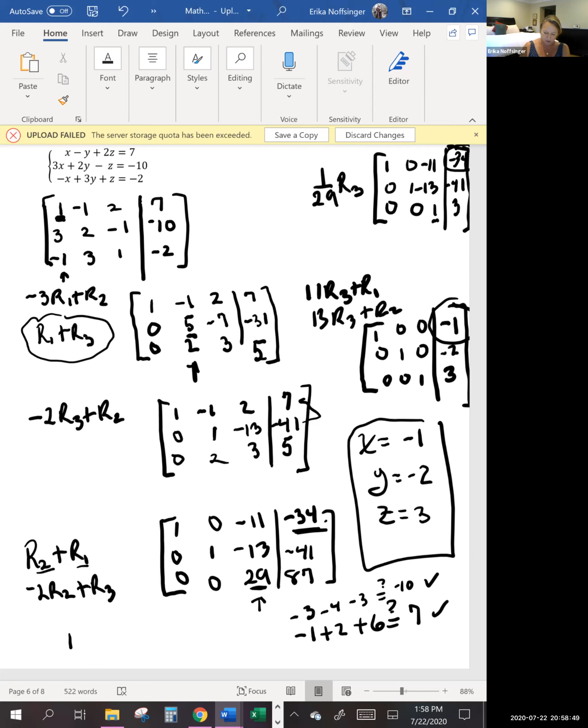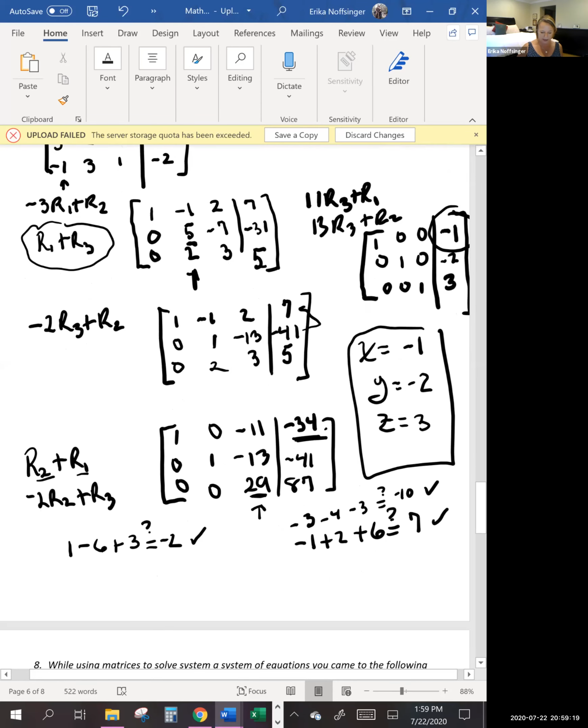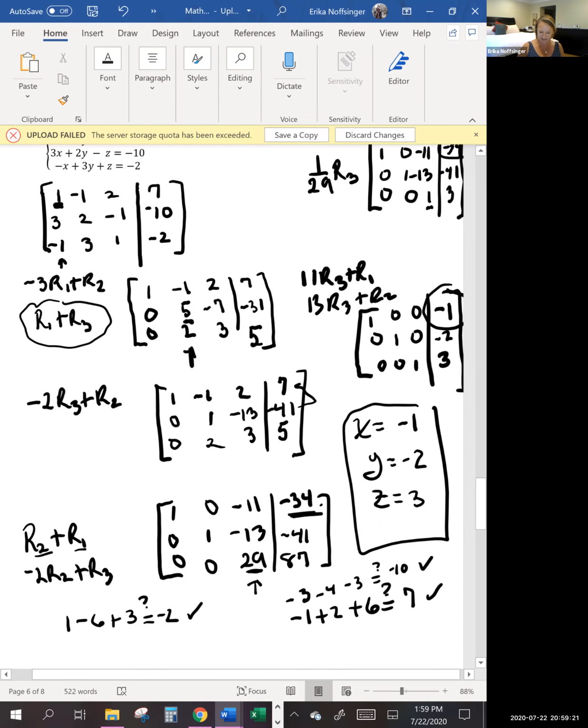Last equation, we get negative of -1 is 1. 3 times y, 3 times -2 is -6. 1 times z, so that's 3, plus 3. Is this equal to -2? 1 minus 6 is -4, no, 1 minus 6 is -5, -5 plus 3 is -2. Yay. Okay, so we found the solution. Thank you for your help in recognizing where my error was.